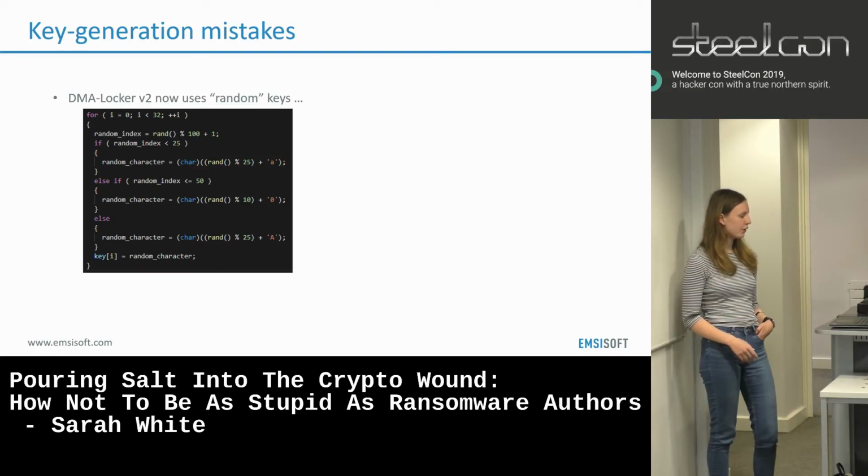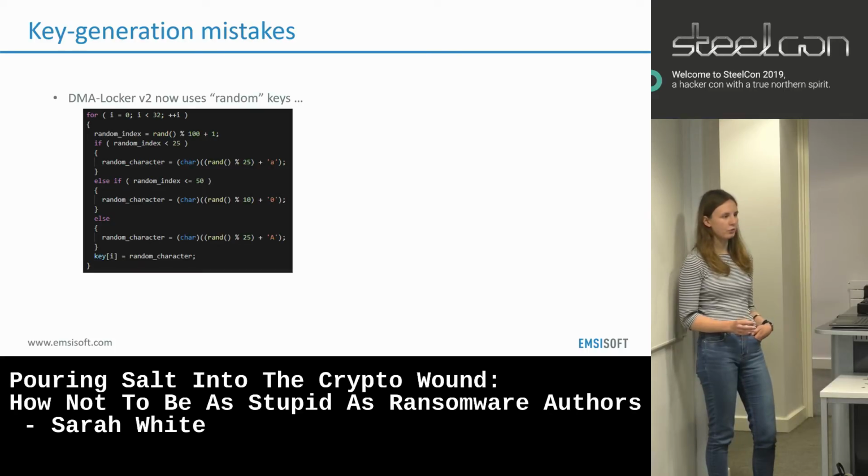So in this case, they decided to use the rand function to try and generate the random data used for the key. So they use rand to generate a random number and then map it to a value between 1 and 100. If the random index is less than 25, then they'll generate a second random number, again using rand, and then map it to a corresponding character between lowercase a and lowercase y. If the random index is less or equal to 50, but bigger than or equal to 25, they do the same thing, except they map it to the characters between 0 to 9.